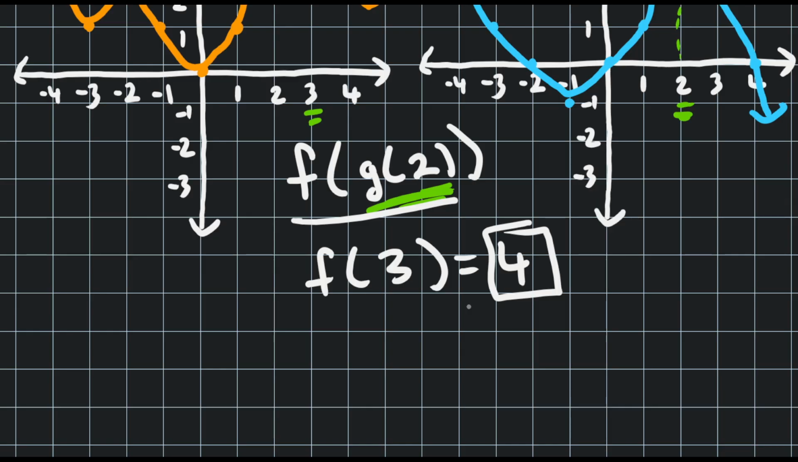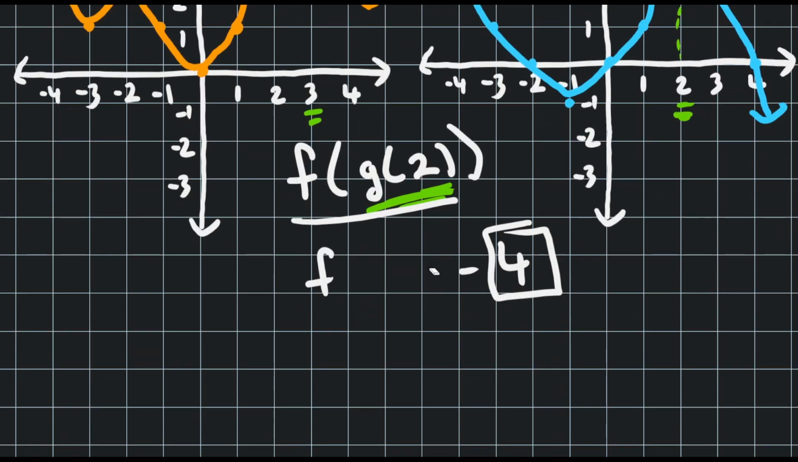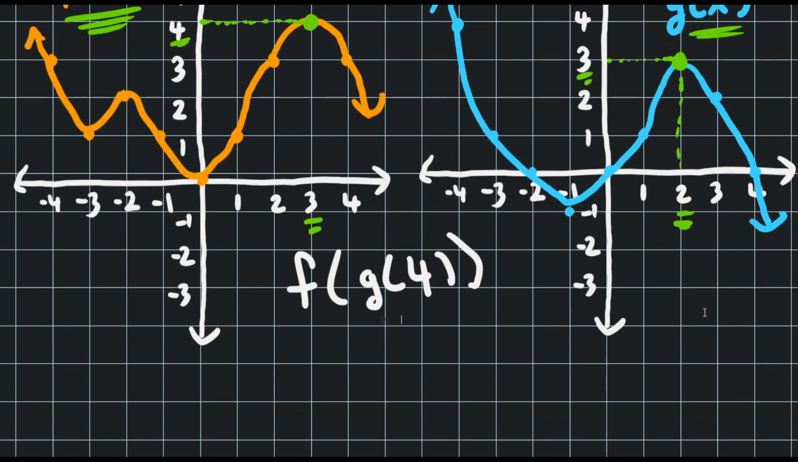And that is how we evaluate composite functions at certain x values by only looking at graphs. Let's go through one more example. Let's just erase all this. We want to find f of g of 4.